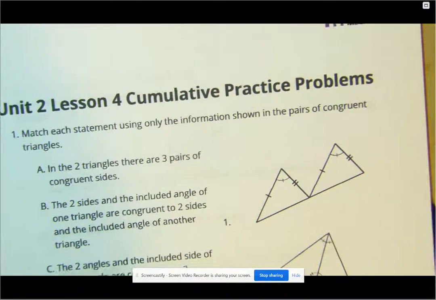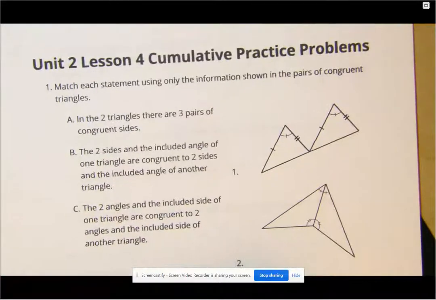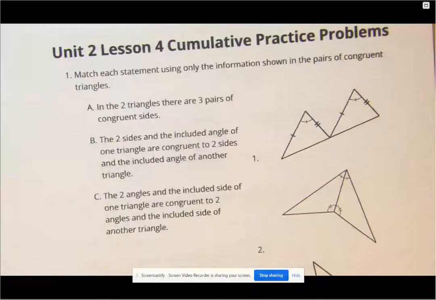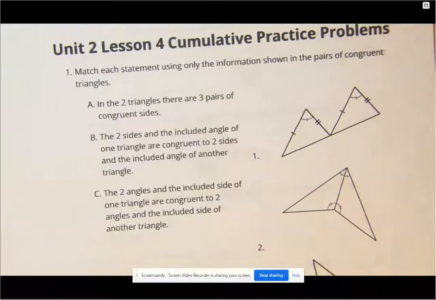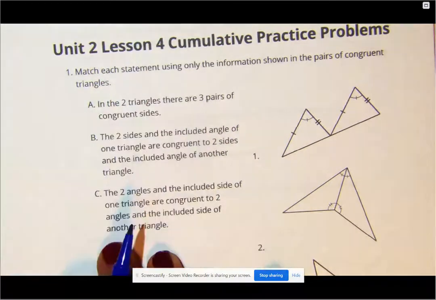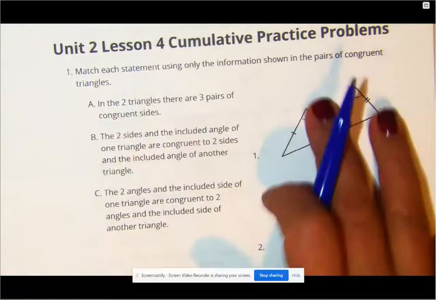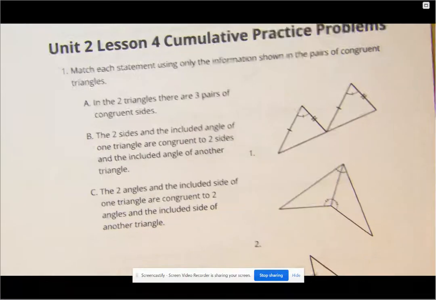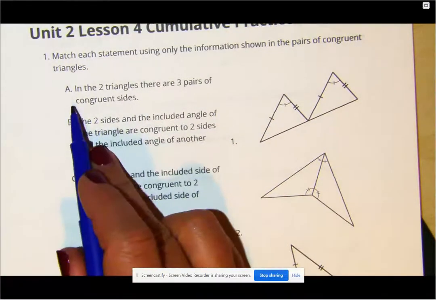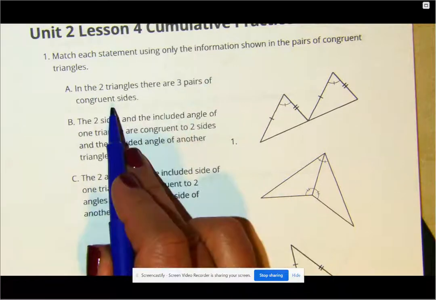So today we learned about, instead of having to show that all sides and angles of two triangles are congruent to prove they're congruent, there are shortcuts that we can use. And so we want to make sure that you understand when looking at a set of triangles what you have. So we've got 3 sets of information, and then we have 3 diagrams, and we have to figure out which one is which. So it says, in the 2 triangles, there are 3 pairs of congruent sides.